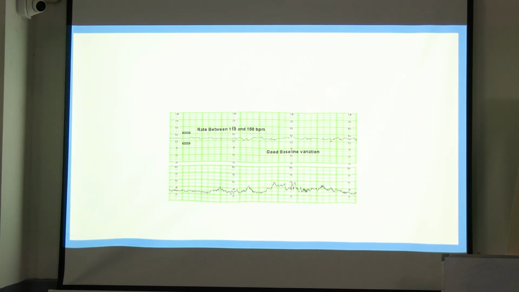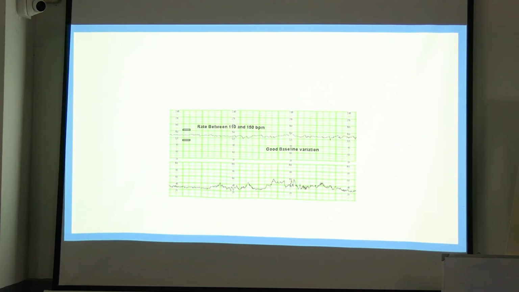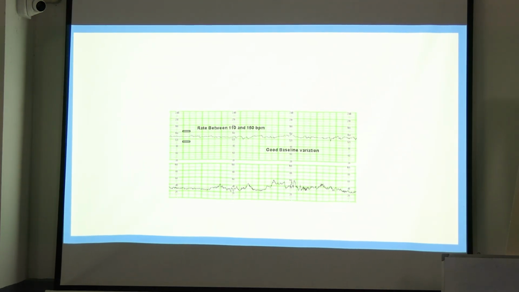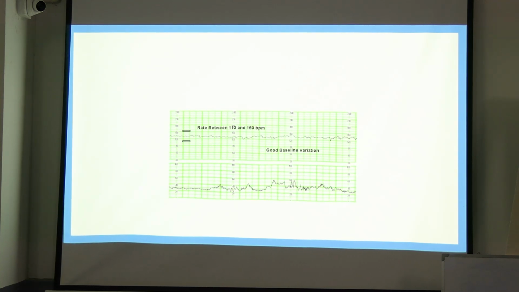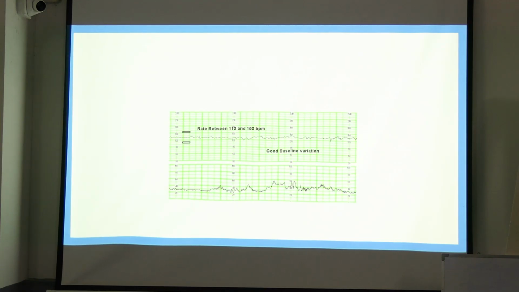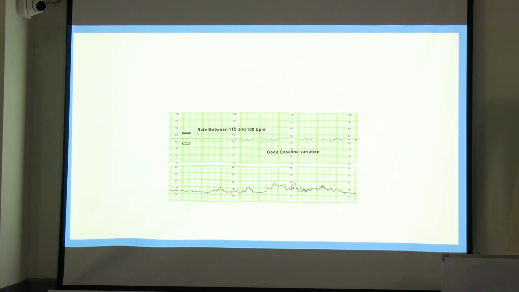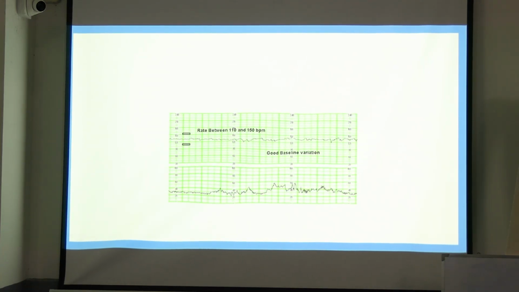This is baseline variation. Why are we saying baseline variation? Because it is not a straight line. Suppose the fetal heart rate is 140, but it is not only at the 140 level. Sometimes it is 140 in one second, the next second it is 120, the next second it is 130. It is very variable. That's why baseline variability is seen.